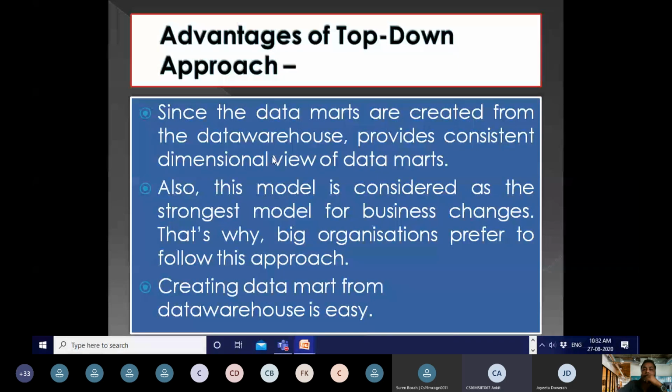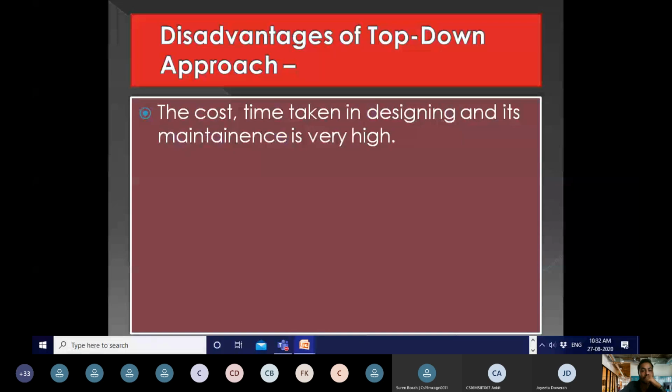Right. Okay. So overall, if I use one technical term for this, what will that term be? Cost. Okay, cost will be higher in this case, and of course time complexity will be more in this case. Because you need to again design and maintain those data marts out of it.